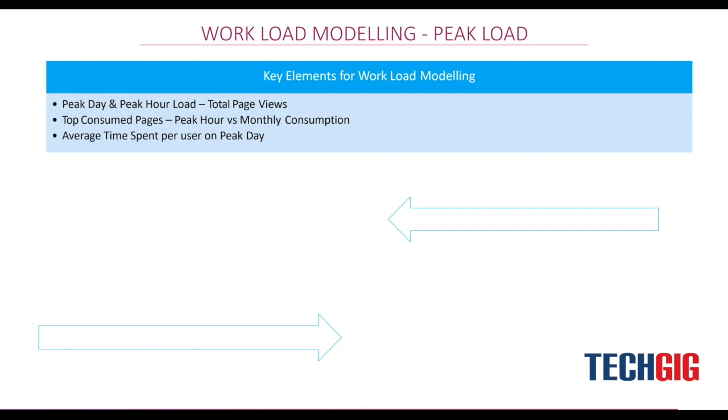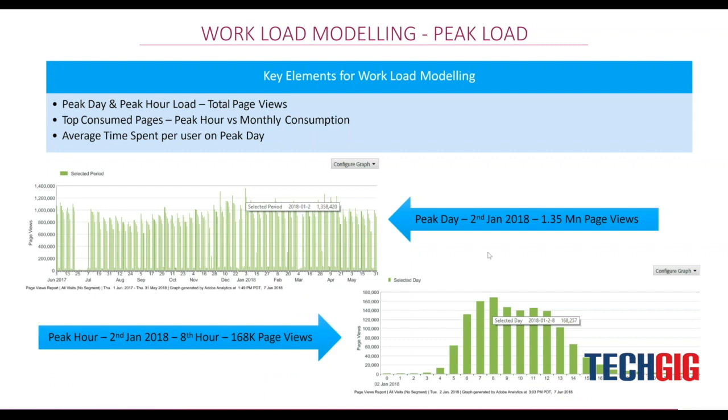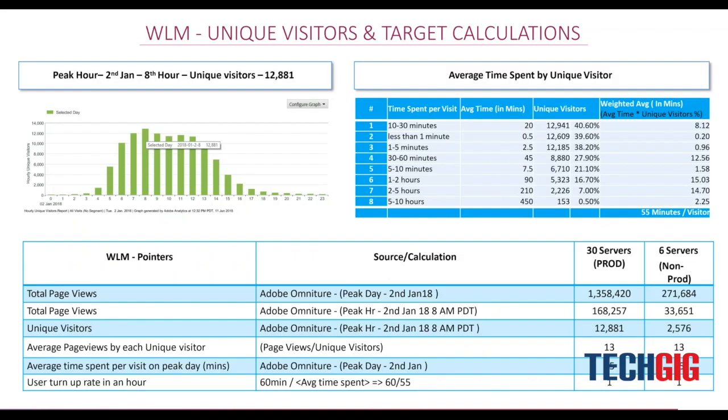Once that is done, you have to identify the average time spent per user on a peak day. If you see this graph, in the first graph we are identifying the peak day. We have identified 2nd January as the peak day, where we see 1.35 million records in production. When we drill down on the same day, we see the peak hour and how many pages are being viewed. The peak hour is the 8th hour, where we are seeing 168K page views. Once these two things are identified, next we go to the top consumed pages.